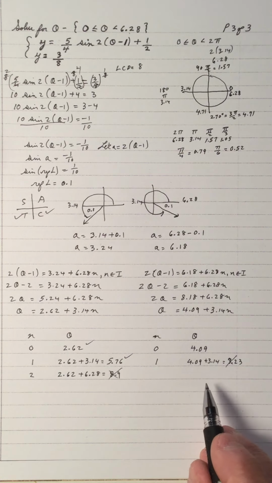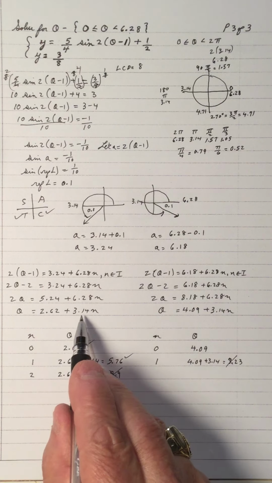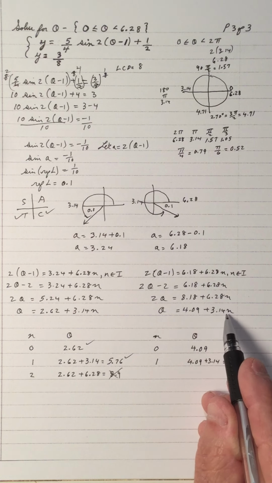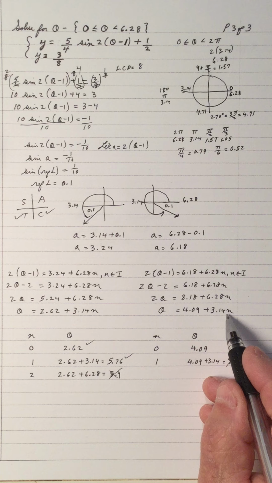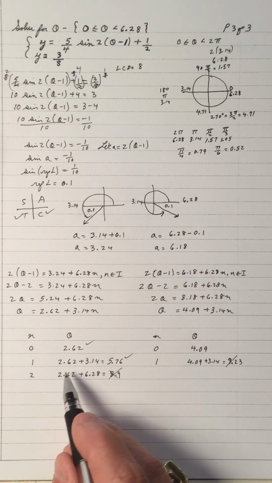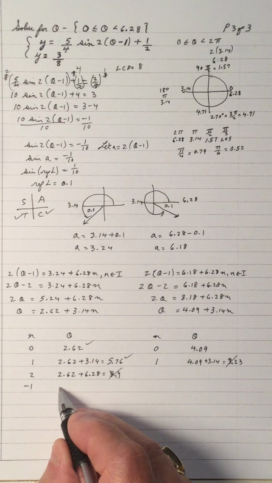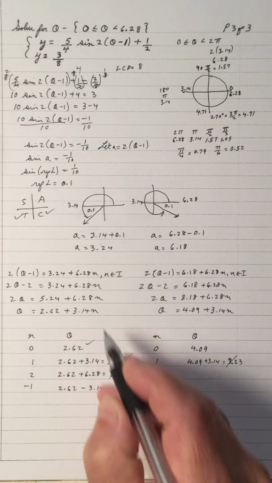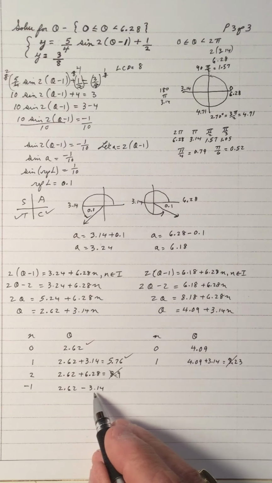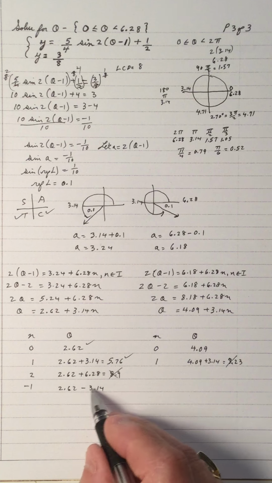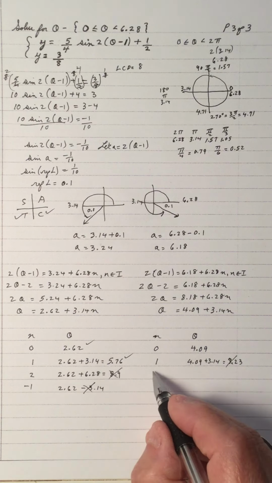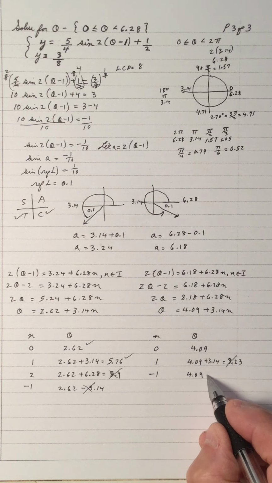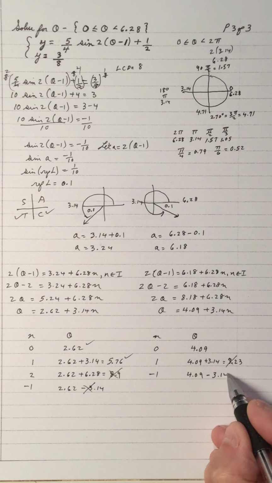And there's no negatives, because if you use a negative, then you have to subtract. And what happens if we use a negative 1 right here? So we get 2.62, subtract 3.14. If you put a negative 1 here, that will give you a negative number, so we can't use it. What happens if you use a negative 1 here? We got 4.09, and that would be negative 3.14.